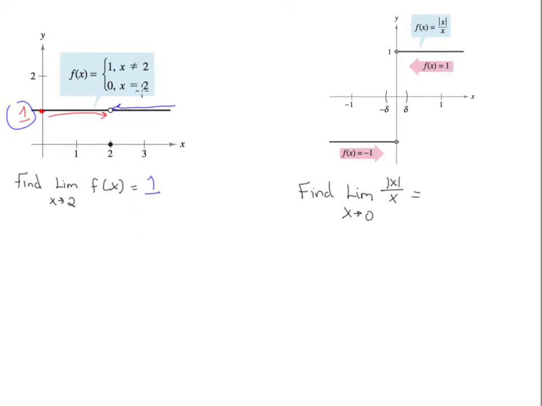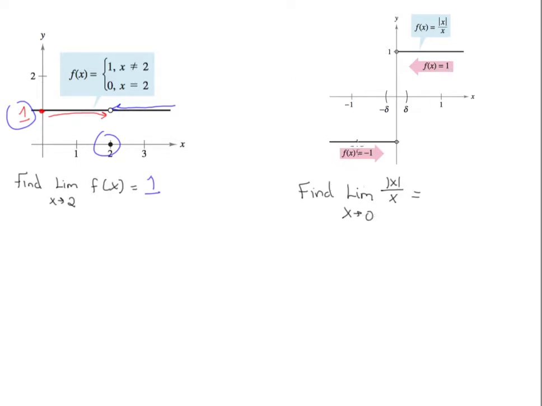Now notice this has absolutely nothing to do with the function value. Even though the function value at x equals 2 is down here at 0, it means nothing. I want to know what's happening to the function as it gets closer to that value 2, not what's actually happening at 2. That's the difference between a limit and a function value.